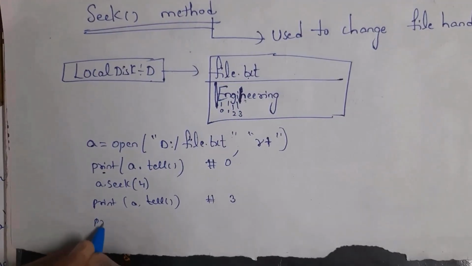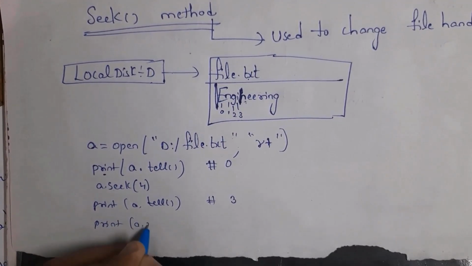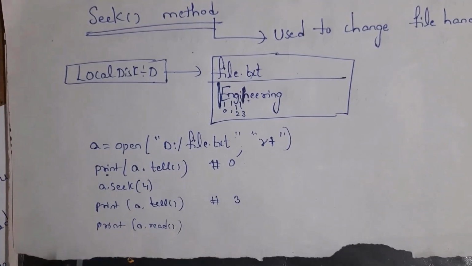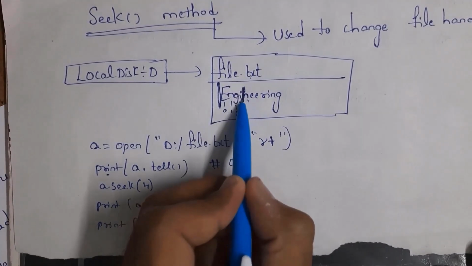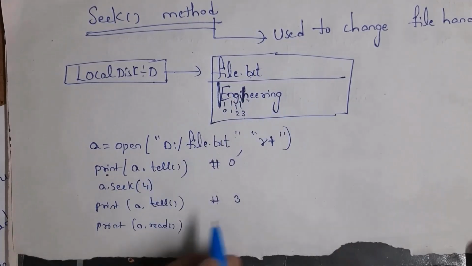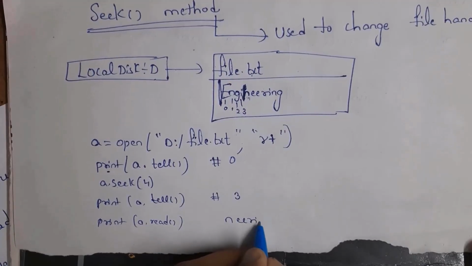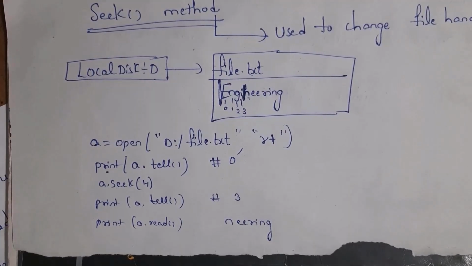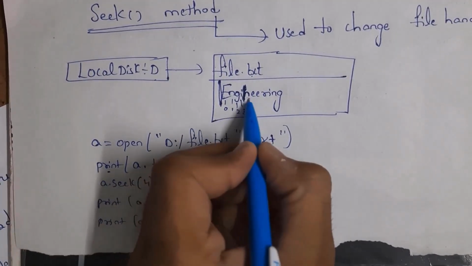And whenever you write here print a.read, you will get output. Actually my cursor is here, so it will not print ENGI, it will print from N. So I will get output NEERING. Because my cursor is at index number 3, it will print data from index number 3.